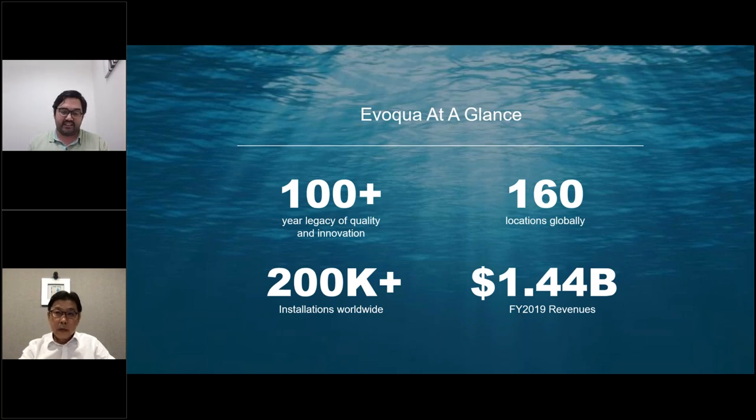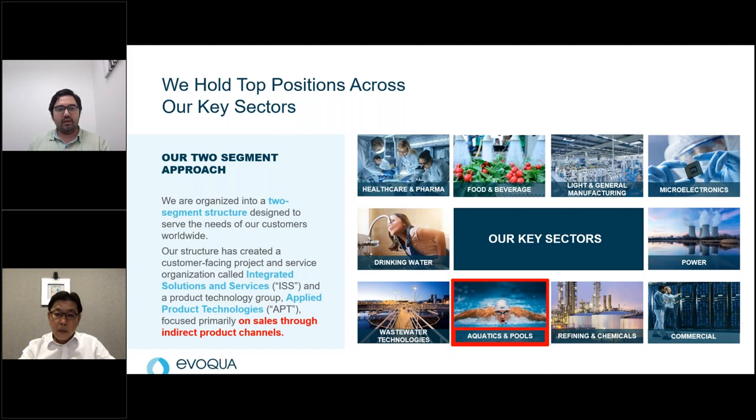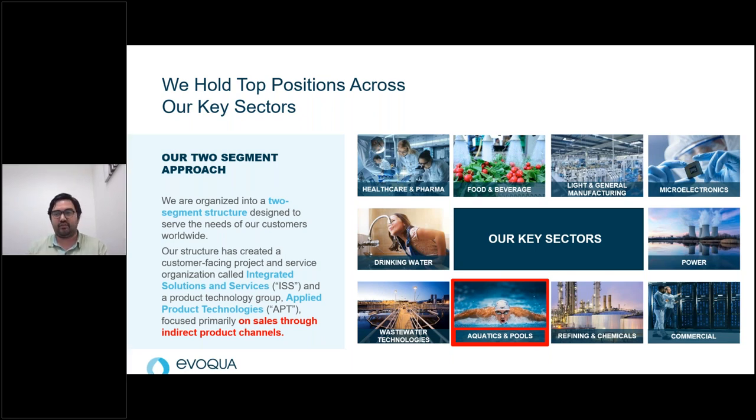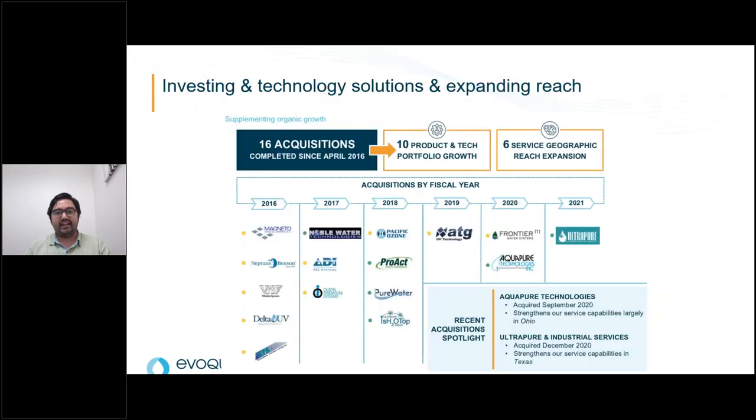Our revenue in 2019, just as a glance, is 1.44 billion. So we hold key positions across the water segment. These are some of the sectors that we cover. Aquatics and pools is one of our main focus segments, which I am developing, and is also my focus for the ASEAN Plus region. These are some glimpses of our growth since 2016. Since 2016, we have acquired 16 brands and companies to complement our product portfolio for the water segment globally.